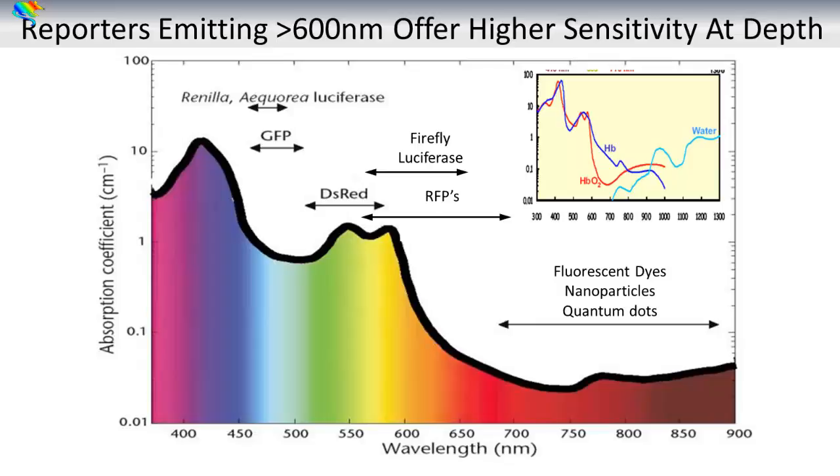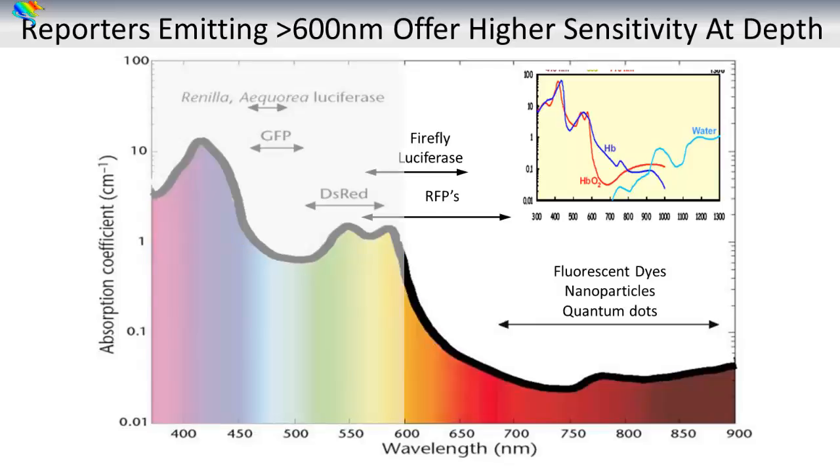Remember that reporters that excite and emit above 600 nanometers will maximize sensitivity, as the absorption by hemoglobin is significantly reduced in this part of the spectrum. Therefore, Firefly and click beetle red offer higher sensitivity versus Renilla and Gaussia.